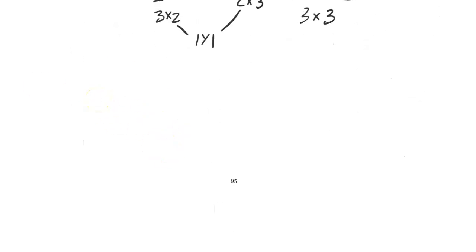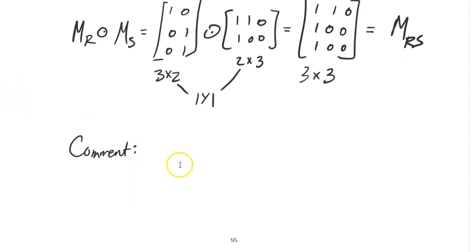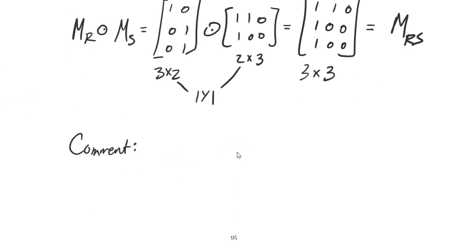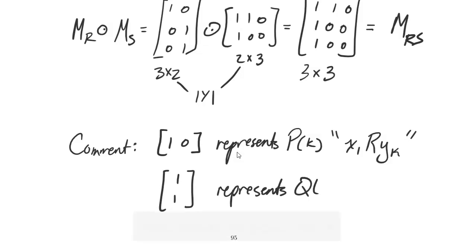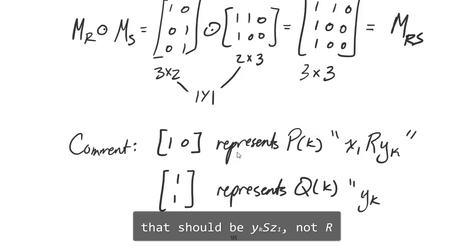Before we move on, I want to make a comment here relating this process to something we talked about earlier. The first row of MR is 1, 0, which represents the quantified statement P of k, which is x1 is related to yk. All right, so since x1 is related to y1, we have a 1 in the first position. Since x1 is not related to y2, we put a 0 in the second position. The column 1, 1 represents the statement Q of k, which is the statement that yk is related to z1. This is the first column of the second matrix. It is a 1 in both first and second position because both y1 and y2 are related to z1.